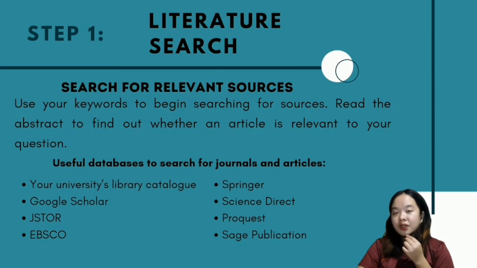Search for relevant sources. Use your keywords to begin searching for sources. Read the abstract to find out whether an article is relevant to your questions. The following are some of the useful databases to search for journals and articles. First is your University Library Catalog, Google Scholar, JSTOR, EBSCO, ScienceDirect, ProQuest, Sage Publications, and many more.